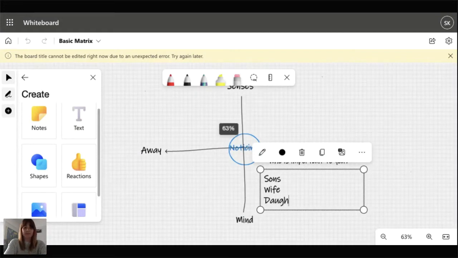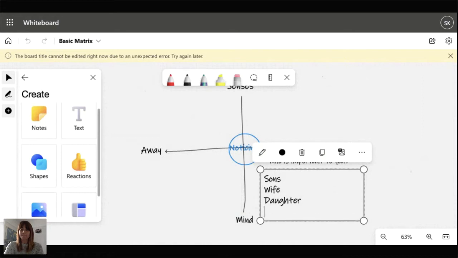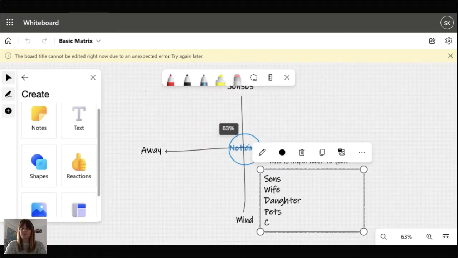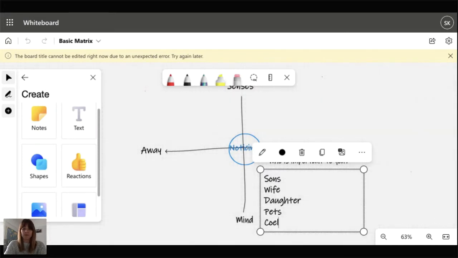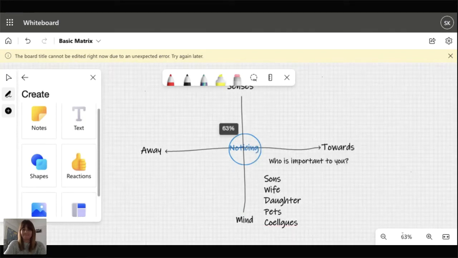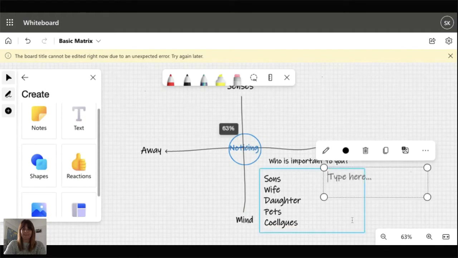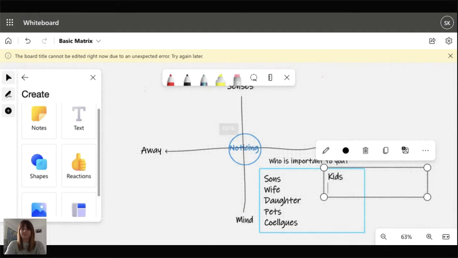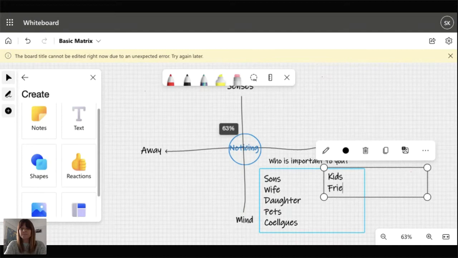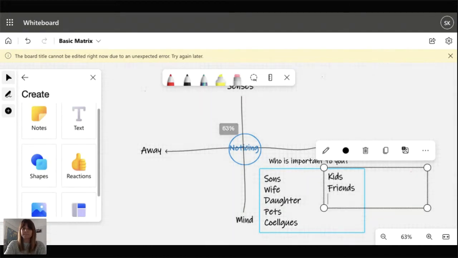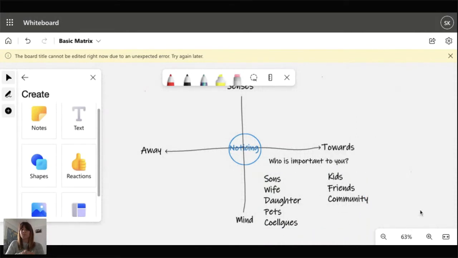Daughter, yeah. People often write pet, colleagues, kids. Colleagues, I never know how to spell that, never mind. Kids, thank you. Friends, community. Okay, so that's how we start. It's as simple as that. Who is important to you?